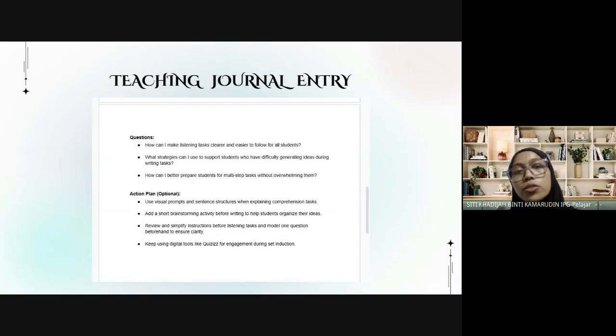So I use visual action plan. I use visual prompts and sentence structures when explaining comprehension tasks. Add a short brainstorming activity, review and simplify instructions before listening tasks, and model one question beforehand to ensure clarity. Like I have to show the question and what kind of answer I want them to give me. And then I keep using digital tools like quizzes for engagement during set induction, because that's what makes the students engaged in my lessons and interested to start the lesson with me.